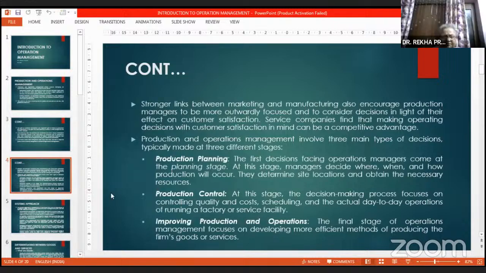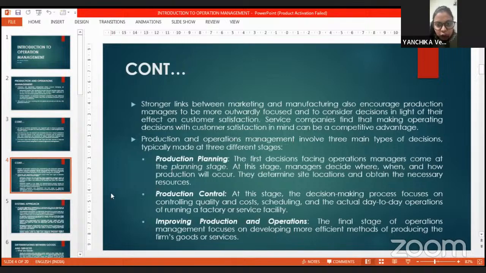Read this. Stronger links between marketing and manufacturing encourage production managers to be more outwardly focused and to consider decisions in light of their effects on customer satisfaction. Service companies find that making operating decisions with customer satisfaction in mind can be a competitive advantage.